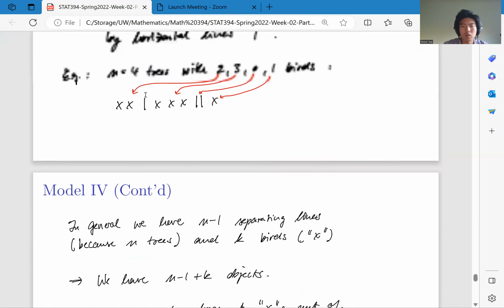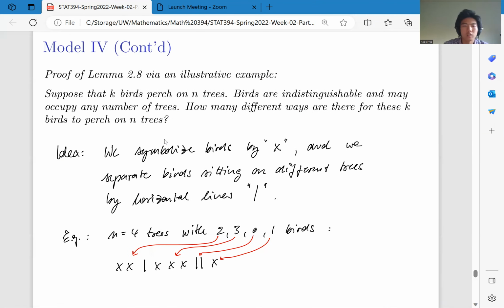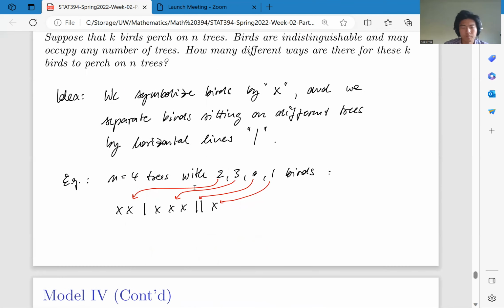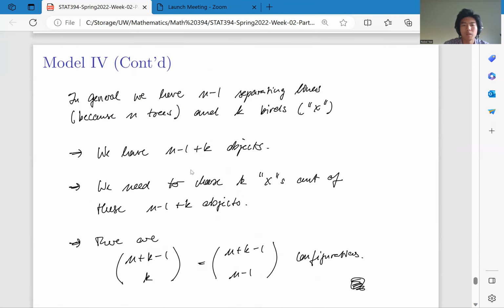So let's talk about the condition here. We have n minus 1 plus k objects, which means we sum up all the symbols: the k x's and the n minus 1 vertical lines. So we sum them up to n minus 1 plus k objects, and we need to choose the k x's out of these n minus 1 plus k objects.